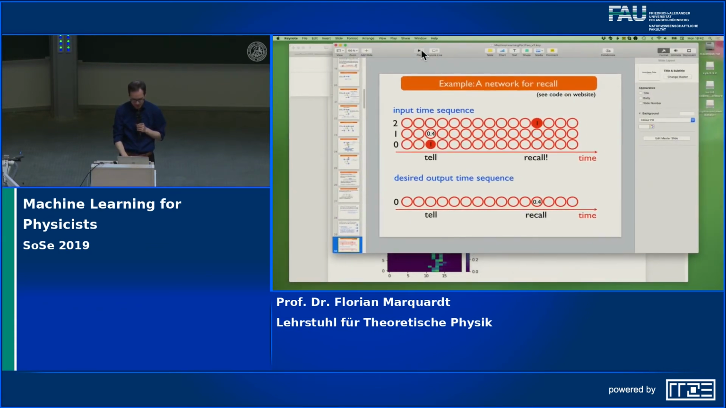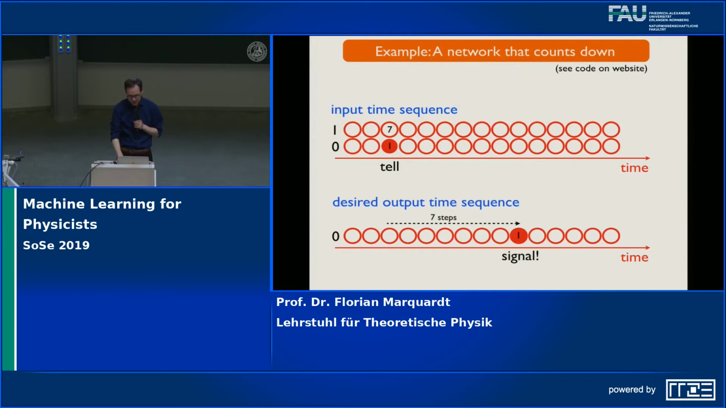Okay, so let me go on to the next example. This is a network that counts down. Again, this is of course just a toy example, but these are ingredients that will also appear in more sophisticated examples. Now I have 2 input neurons. One of them is a signal that it should now pay attention, and it should pay attention to the value in the second neuron, which here I take to be 7.